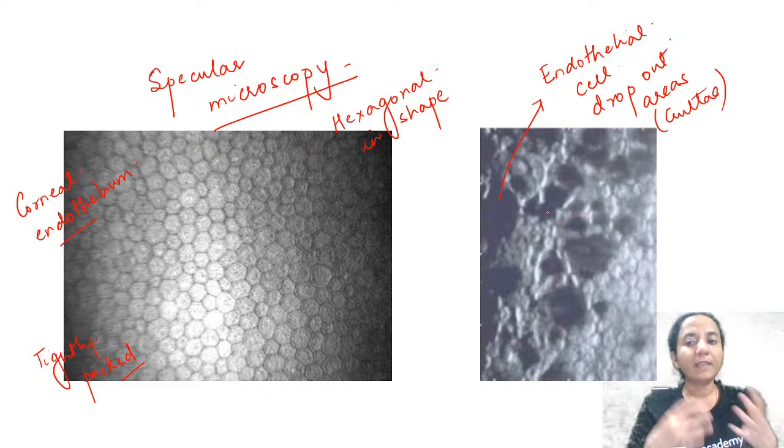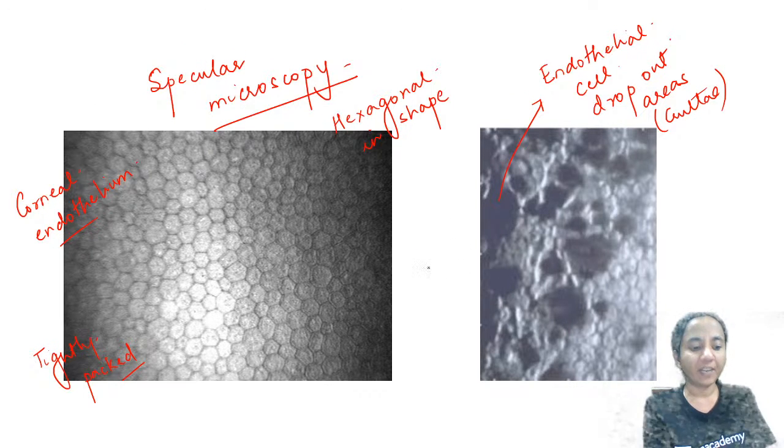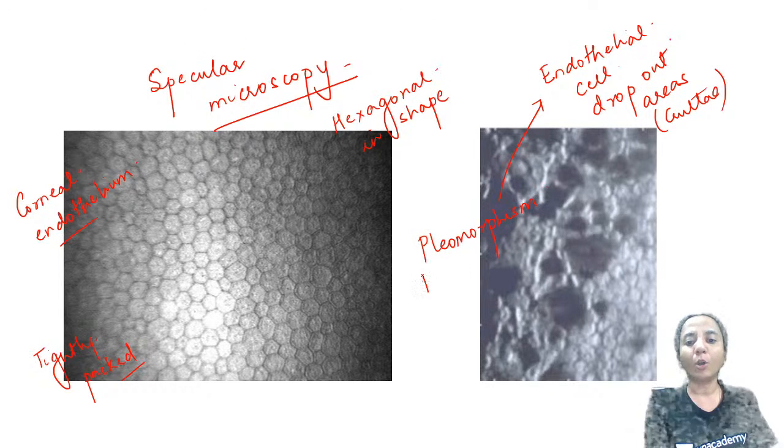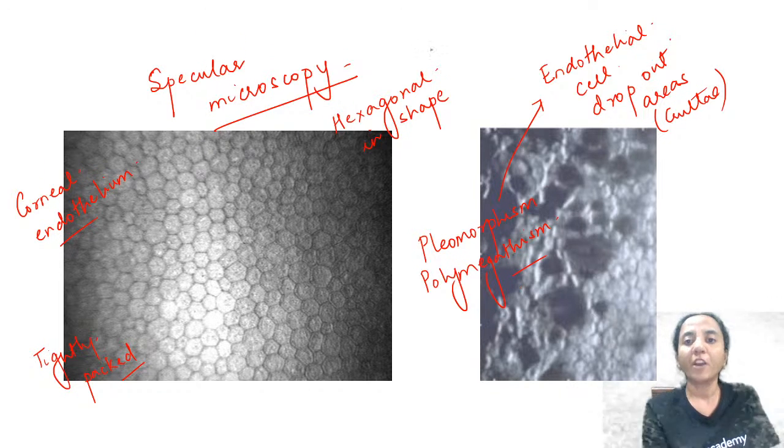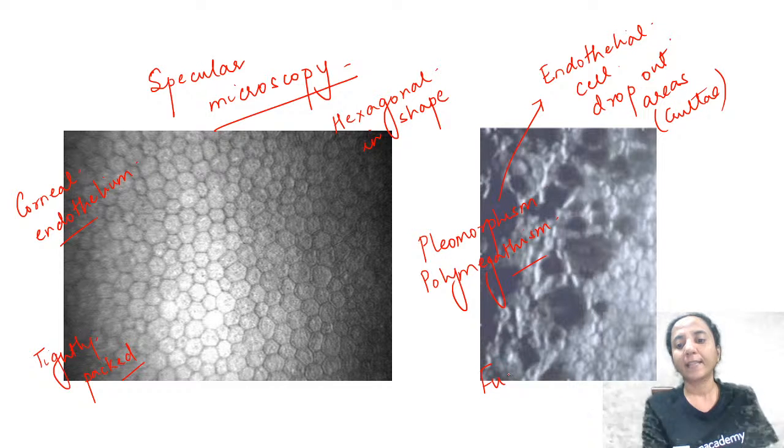Here the endothelial cells are absent, and therefore to fill up these gaps, the surrounding cells change their shape and their size. So these cells show what is called pleomorphism, meaning they change their shape, and they also show polymegathism. Pleomorphism and polymegathism, with these endothelial cell dropout areas, are suggestive of Fuchs endothelial dystrophy.